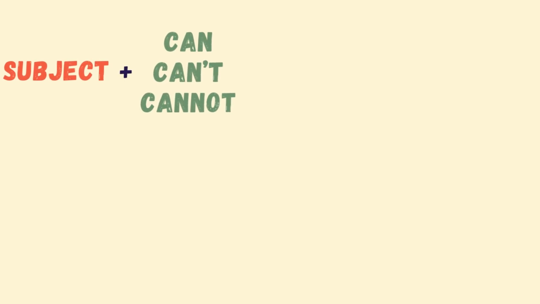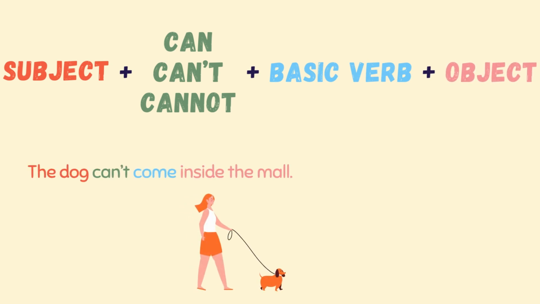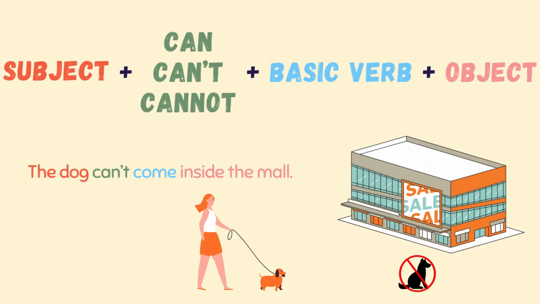To use can or cannot in a statement, we use this rule. Subject plus can or can't or cannot plus a basic verb plus the object. For example, the dog can't come inside the mall. This means he's not allowed to come inside the mall.